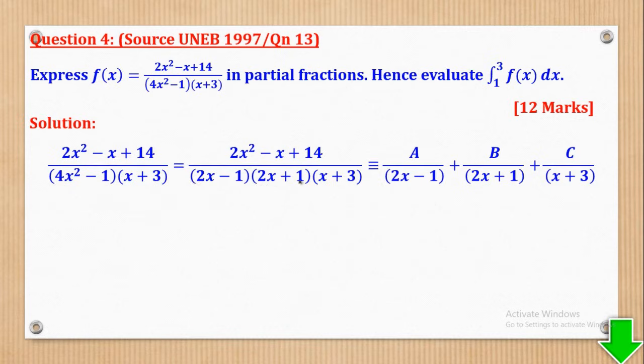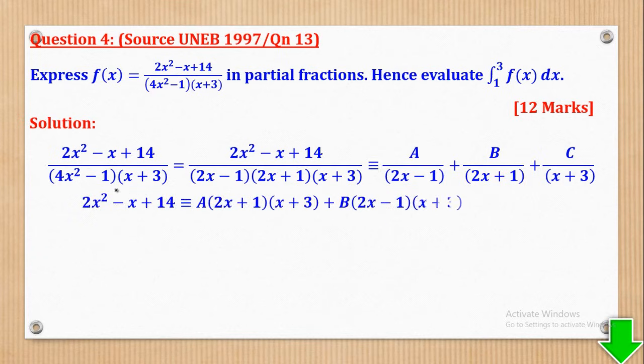Then from there I'll split it into partial fractions to come up with that. Remember, note that we are using an equivalent sign here. The next step is to get the numerator. Numerator for this side is this. Then for this other side, for a it will be this times this, which gives you this. Then for b, it will be multiplied by this and this to come up with this. And for c, it will be multiplied by this and this to come up with this.